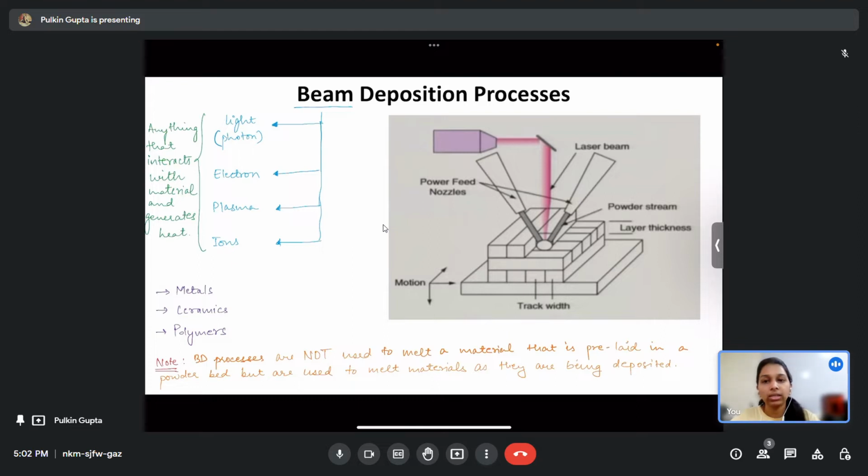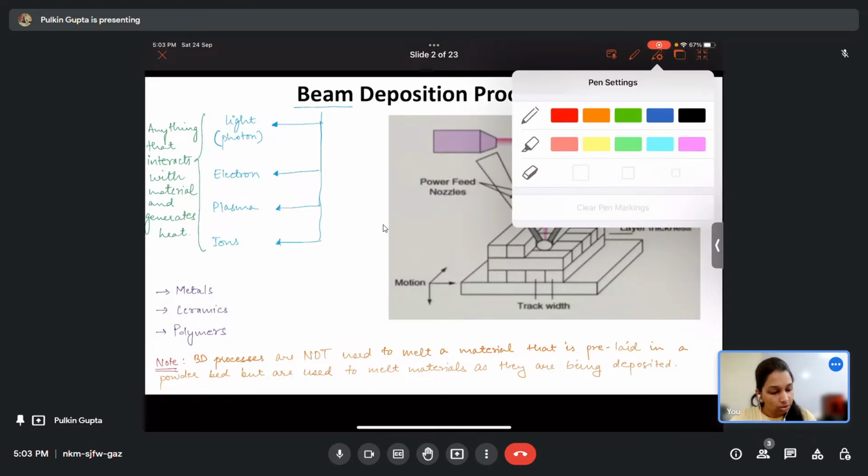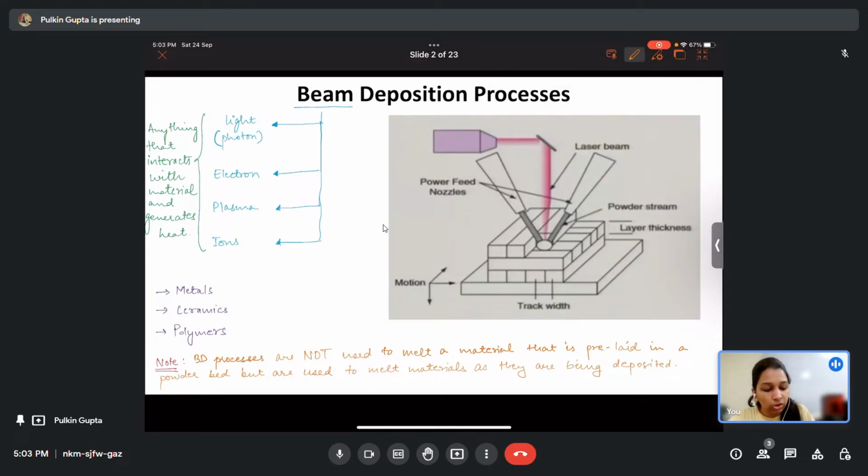So what is a beam deposition process? In the beam deposition process, as the name suggests, you have a beam which helps in the deposition of the material. There is a beam which helps in material melting and deposition.